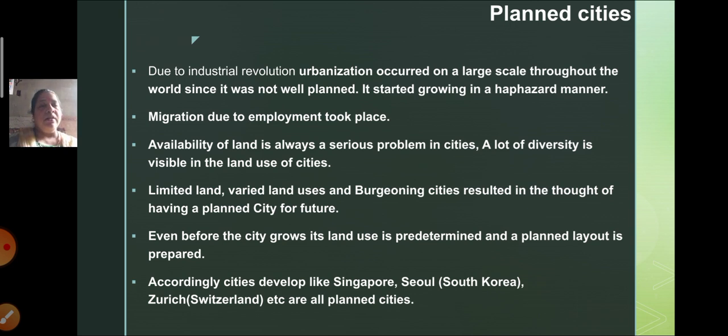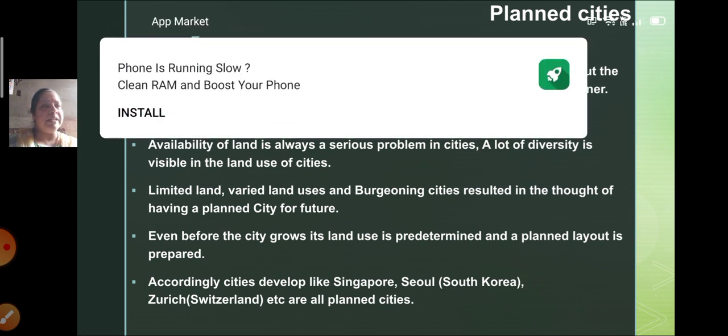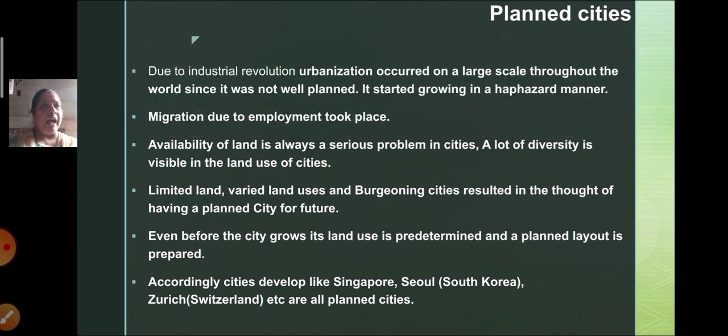A city in which everything is planned out beforehand, a layout is made. There are many examples of this, like cities such as Singapore, Seoul in South Korea, and Zurich in Switzerland. These are all planned cities. Before these cities grew, it was predetermined very early, we can say it was planned out and a layout was prepared. I hope children you all have understood what is a planned city.